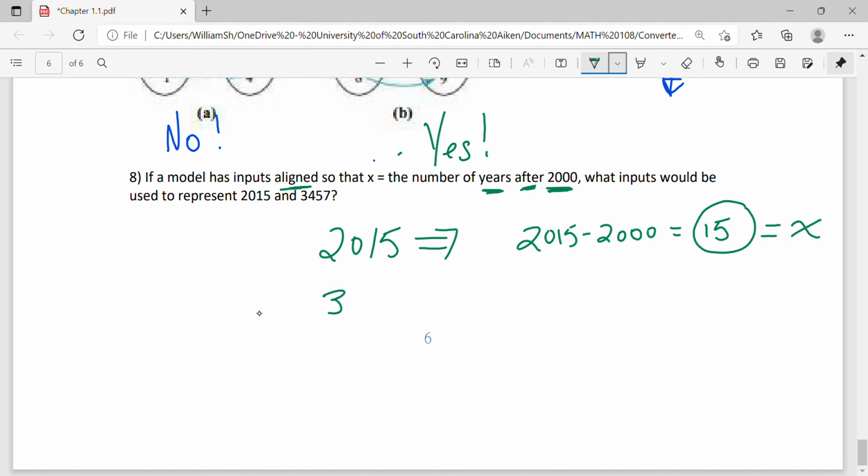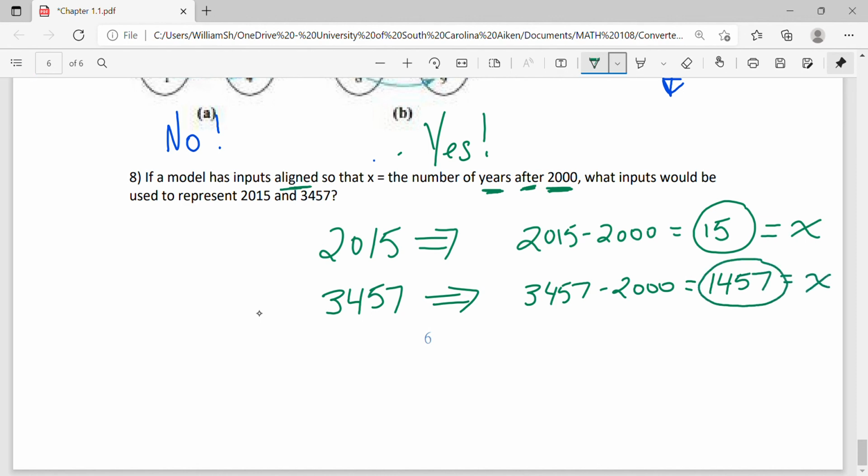Now for year 3,457, what I'd need to do is take year 3,457 and subtract 2000. And what I would get here would be 1,457. And that is what I would use for my x. So be very careful with the alignments, because if you don't catch it, you'll plug in the wrong thing and you will get a very wrong answer.